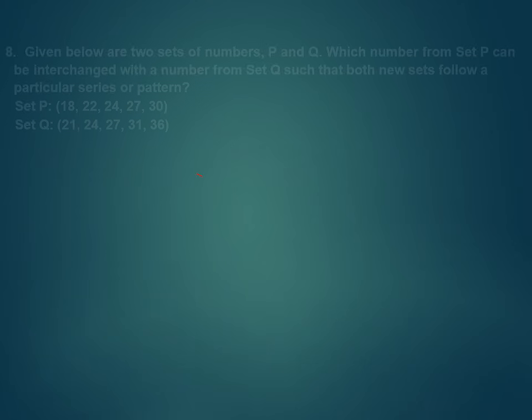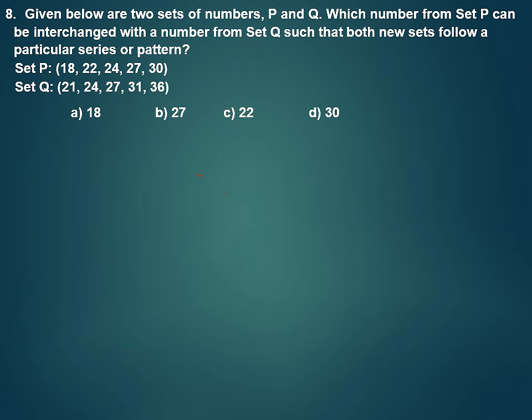Now let's see the next question. We have another interesting pattern puzzle. This time we have two sets of numbers, P and Q, and our task is to find one number from set P that should be interchanged with a number in set Q, so that both the sets follow a proper pattern. Let's take a moment to observe both the sets carefully. Can you identify which numbers don't seem to fit?